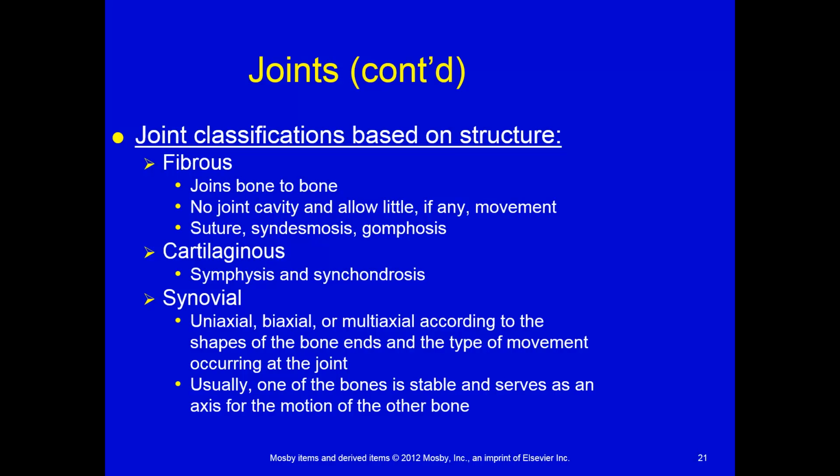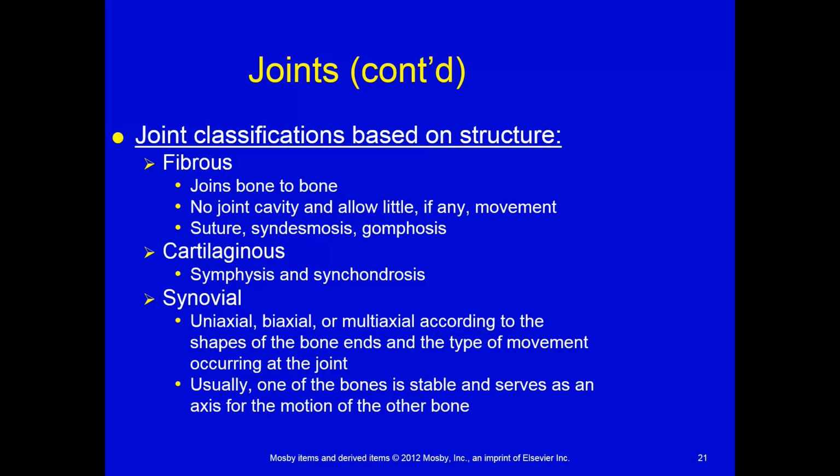Okay, how about cartilaginous? You've got either symphysis or synchondrosis. So symphysis are where bones are united by a pad or a disc, and the purpose of that is to act as a shock absorber. It's already been mentioned under the movement classification, but under structural classification, we're talking about the pubic symphysis, right? Those two bones are joined together by that shock absorbing pad, and it allows for a little bit of movement, okay? So that's symphysis.